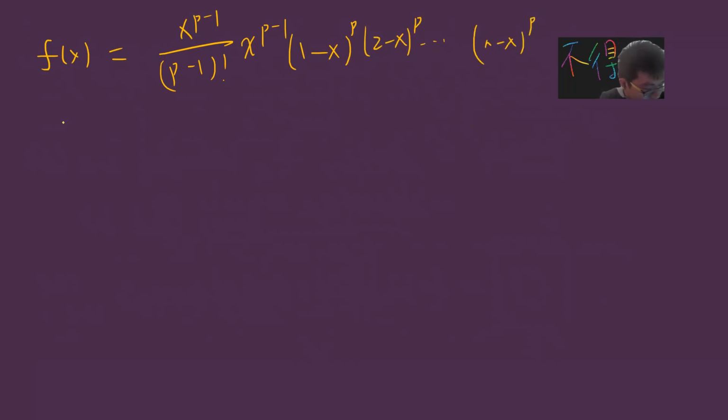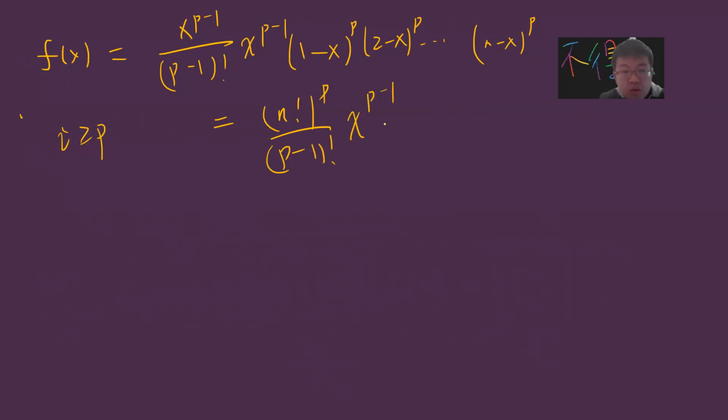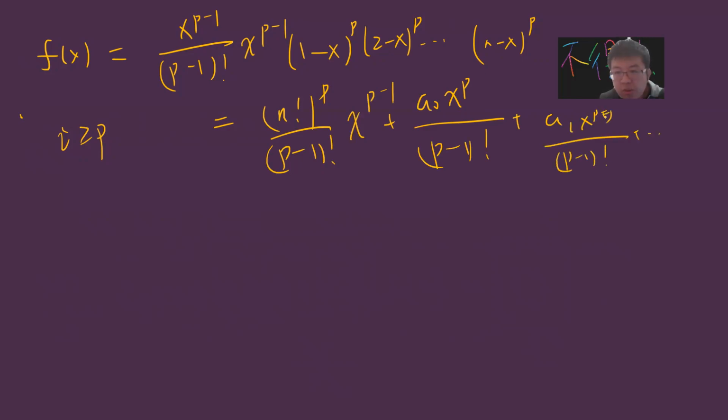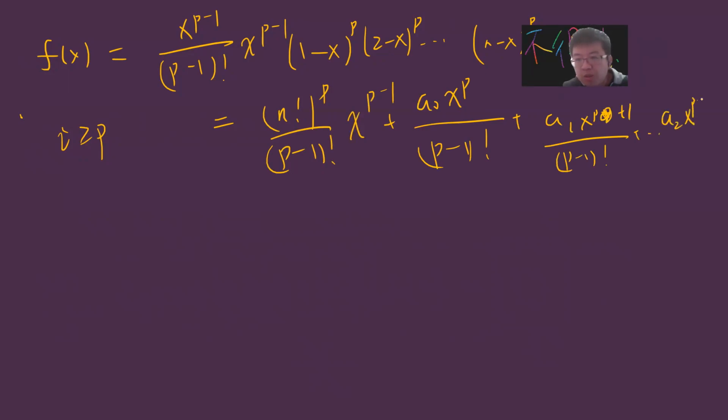Okay, so let's try to prove the first part. Notice that if i is greater than or equal to p, remember this can be written as: the first term is x to the p minus 1 a0 over p minus 1 factorial, plus a1 x to the p plus 1 over p minus 1 factorial, sorry, p plus 1, and then something x to the p plus 2 over p minus 1 factorial, and keep going.